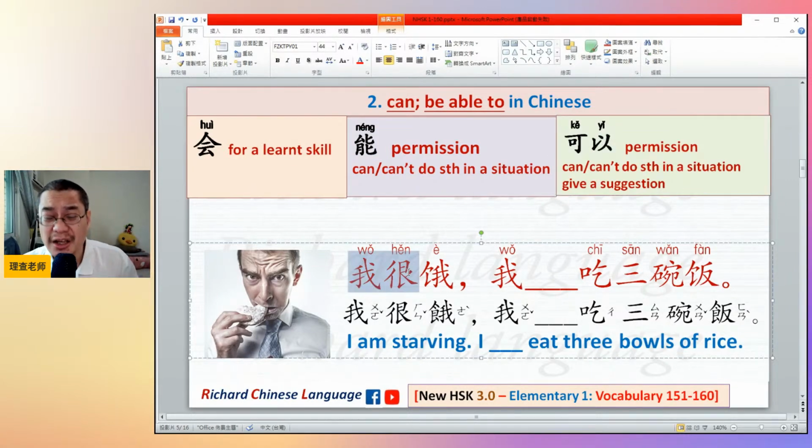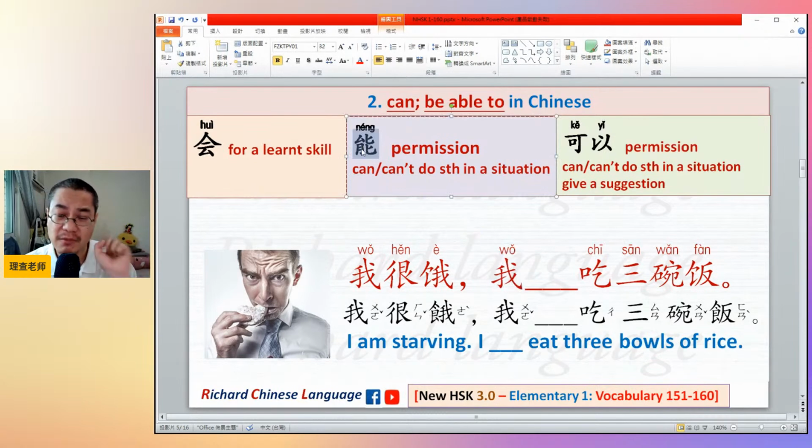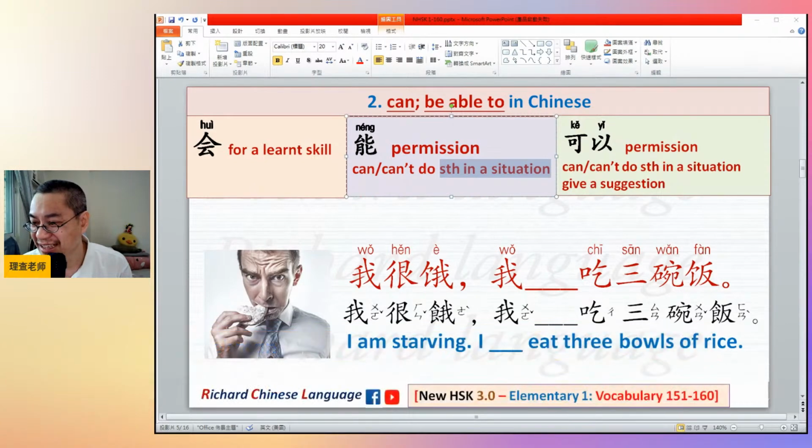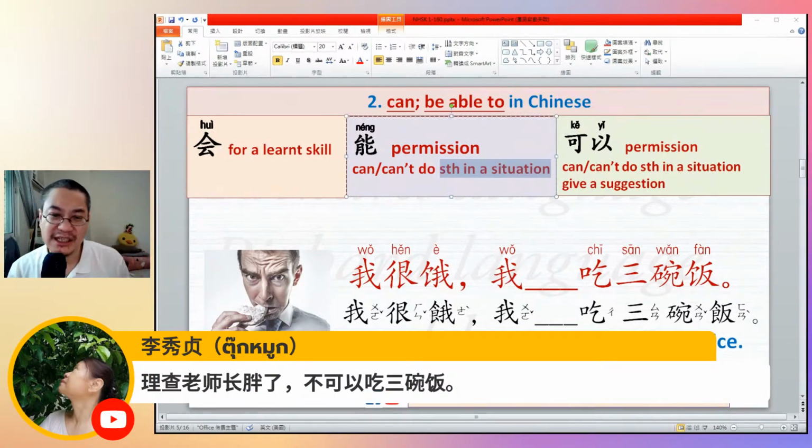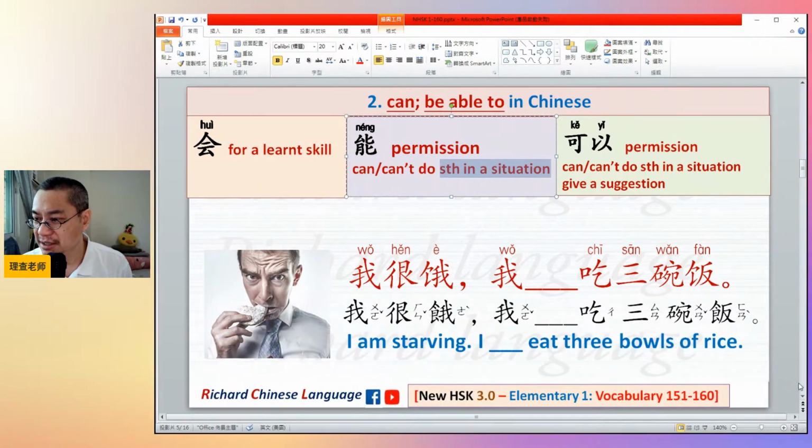So you can also say, 我很饿，我可以吃3碗饭. Yes. So here, in this quiz, we have 2 possible answers. The first one is, 我很饿，我能吃3碗饭。我很饿，我可以吃3碗饭。Okay, either one is okay because you're talking about a situation, right? 理查老师能吃3碗饭。理查老师长胖了，不可以再吃了。再吃的话，理查老师会更胖，对不对？Okay, very good.